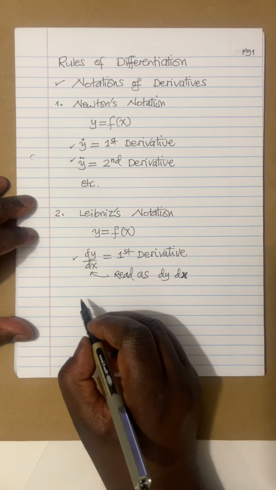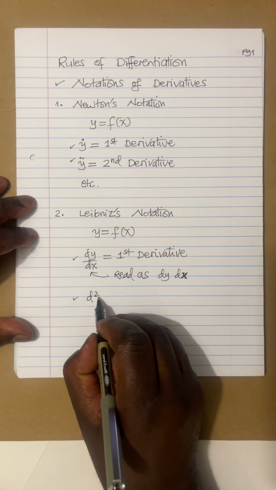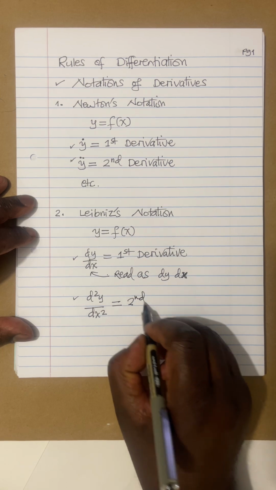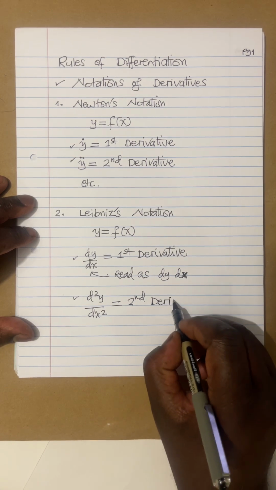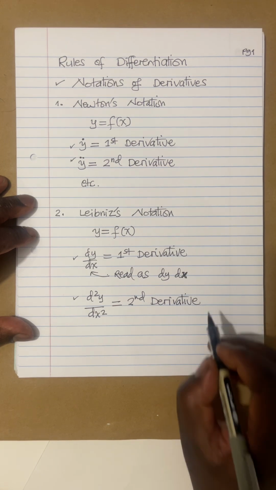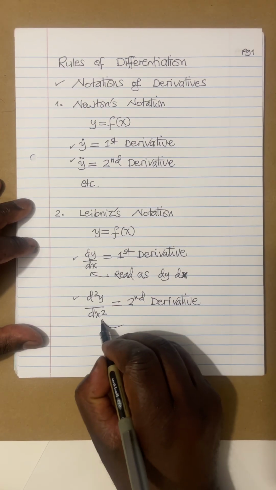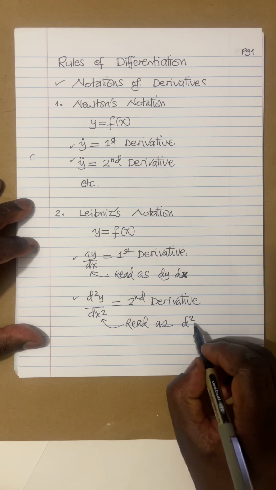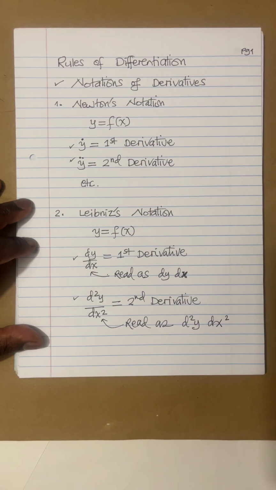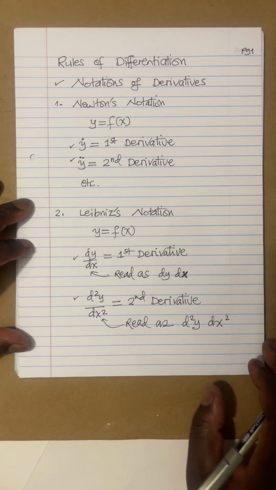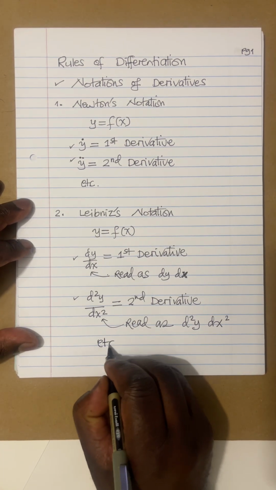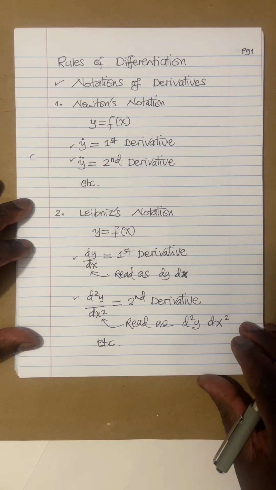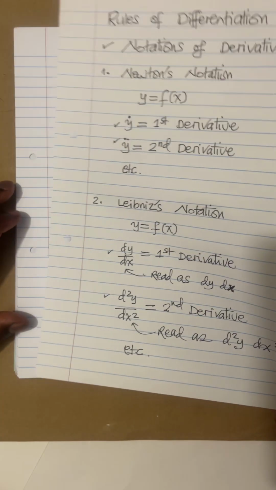The second derivative, we're going to say d squared y dx squared. This is the second derivative. Notice how we read this one. This one is read as d squared y dx squared. That's how we read it. And then you can continue, etc. For the third derivative, it will be d cubed y dx cubed, and so on. That's Leibniz notation.